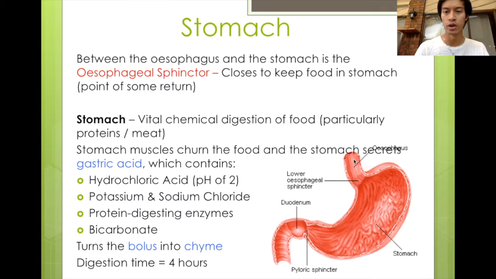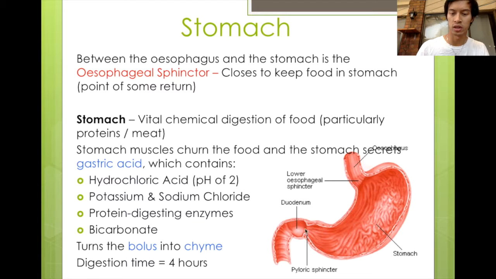It closes to keep food in the stomach, and at this point there is a bit of return, which is when you vomit. But largely, once it gets into the stomach, we don't normally bring it back out. The stomach contains vital chemical digestion of food. In particular, the stomach is in charge of digesting your proteins and your meats.